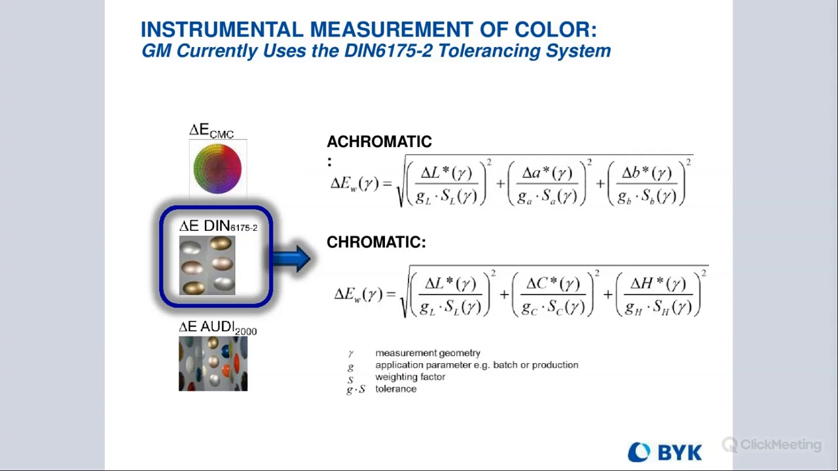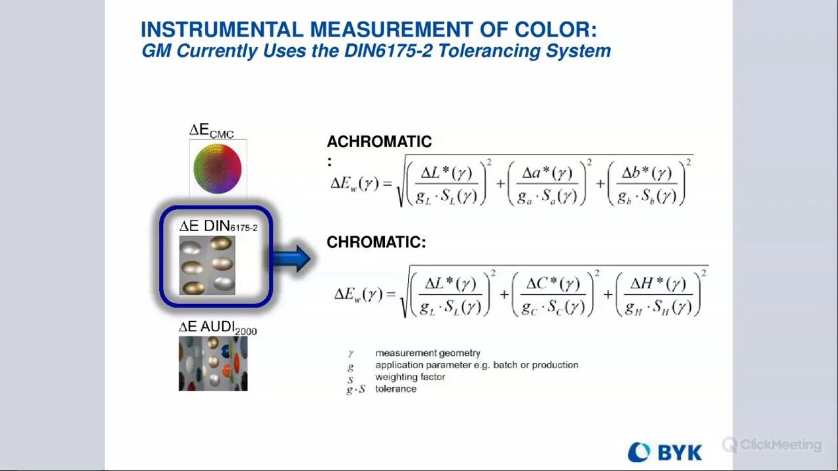All right, so this goes over some of the new and improved equations that replace the delta E star equation. So we have delta E CMC, and we see it's a little bit more complex. And we also have our delta E DIN, which is 6175-2. It calls out differences between achromatic and chromatic colors, and so it measures in two different ways.